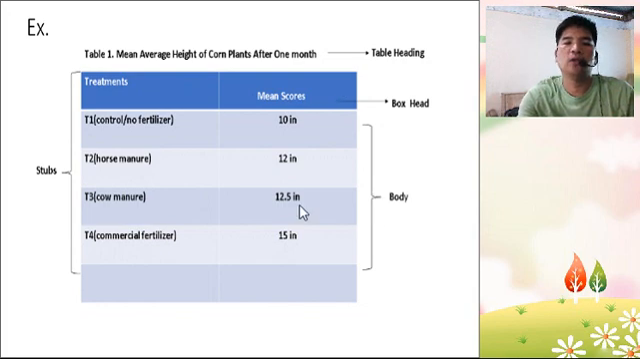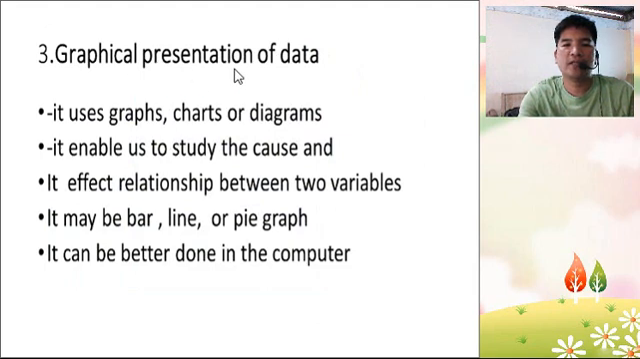body of the table. Next, the third way of presenting your data is through graphical presentation of data. Here, you are going to use graphs, charts, or diagrams. It enables us to study the cause and effect relationship between two variables. It may be a bar graph, line graph, or pie graph. It can be better done on the computer, so usually you can do this on the computer. You can ask the assistance of others who know how to make graphs on the computer.